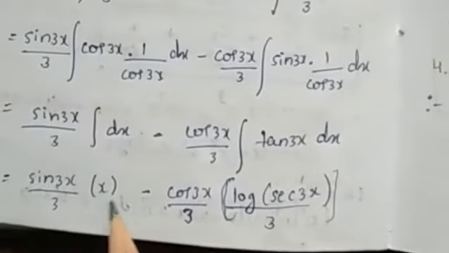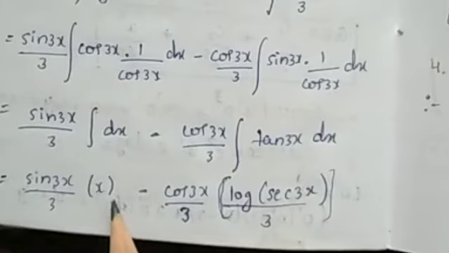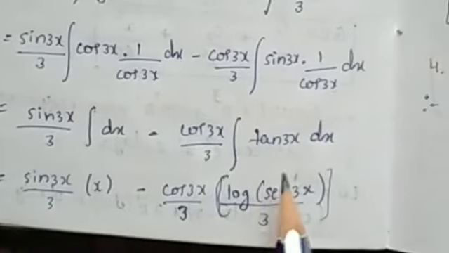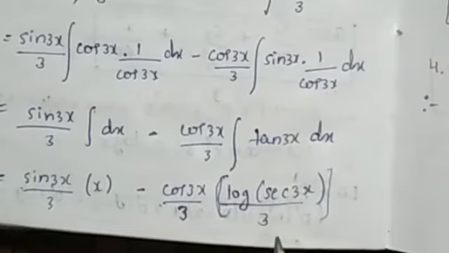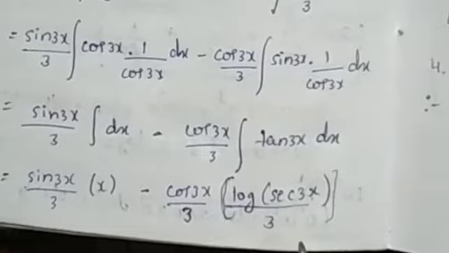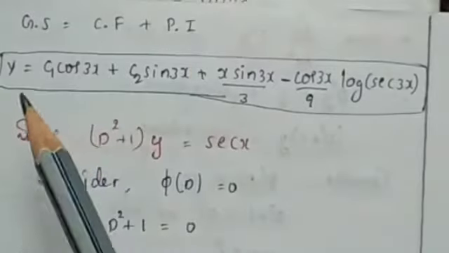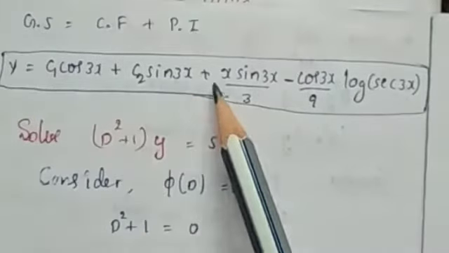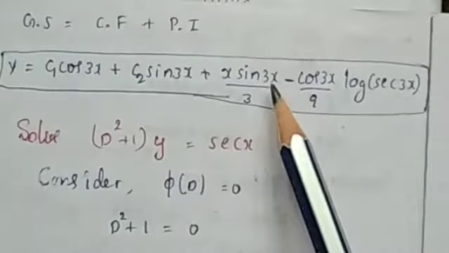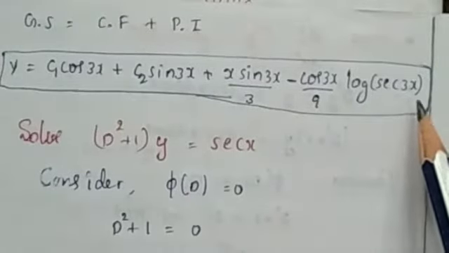Okay, so the particular integral is equal to sin 3x by 3 into the integration of dx, which is x, minus cos 3x by 3 into the integration of tan 3x, which is log of secant 3x by 3. Okay, what about the general solution? The general solution is equal to the complementary function plus the particular integral. So y is equal to c1 cos 3x plus c2 sin 3x plus the particular integral, which is x sin 3x by 3 minus cos 3x by 9 of log of secant 3x.